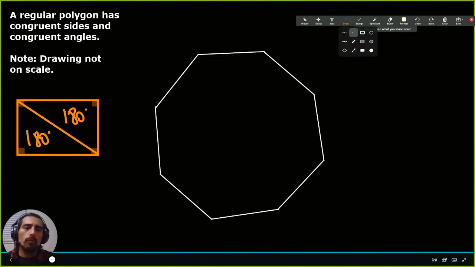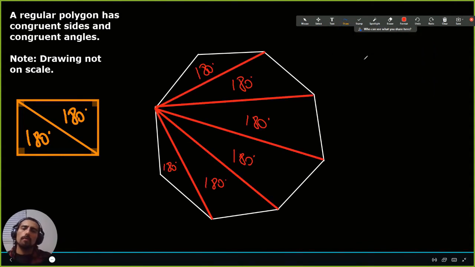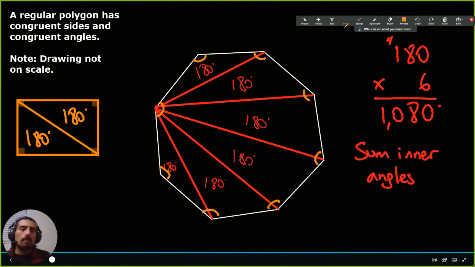Now that we erase the figure, we have this octagon, and we are going to see how many triangles I can create. So right now I have 6 triangles, each one of them giving me 180 degrees. So if I multiply 180 times 6, I get 1080 degrees as the sum of the inner angles. And I have 8 angles.